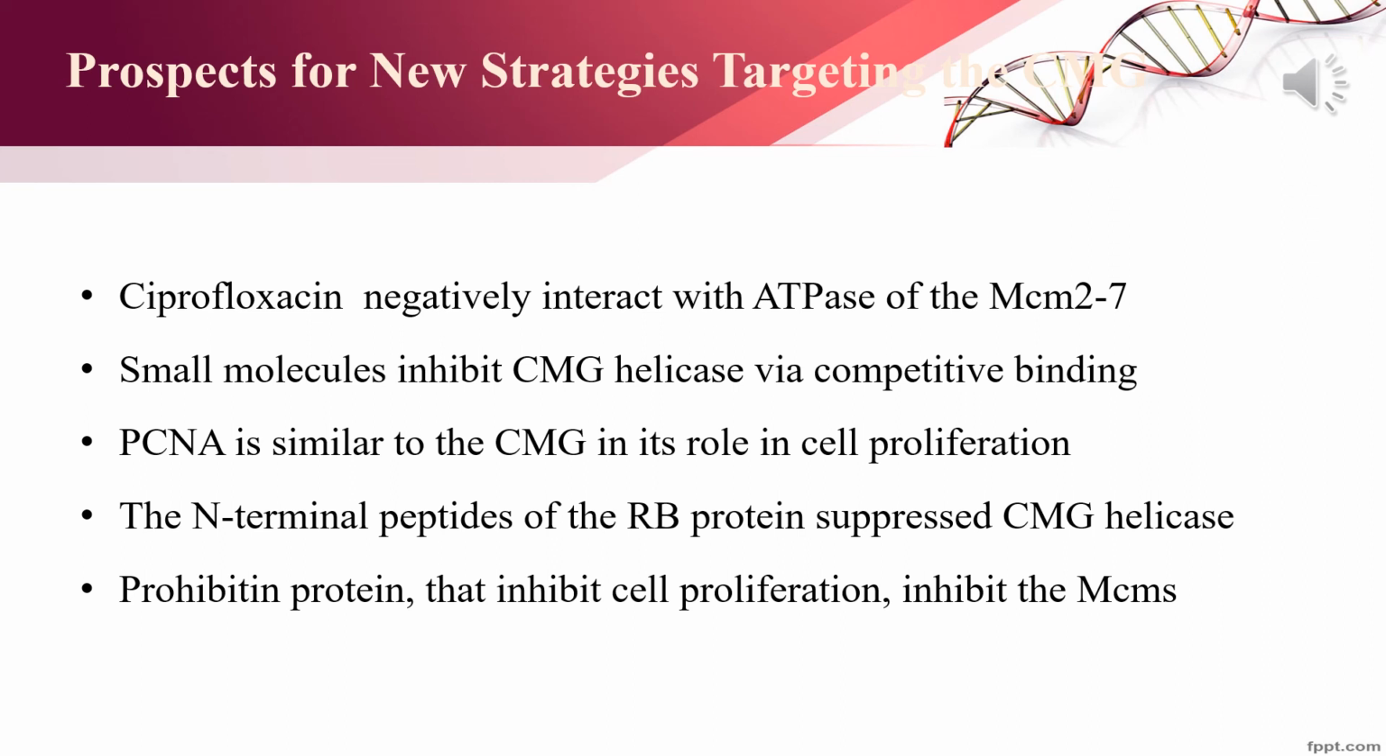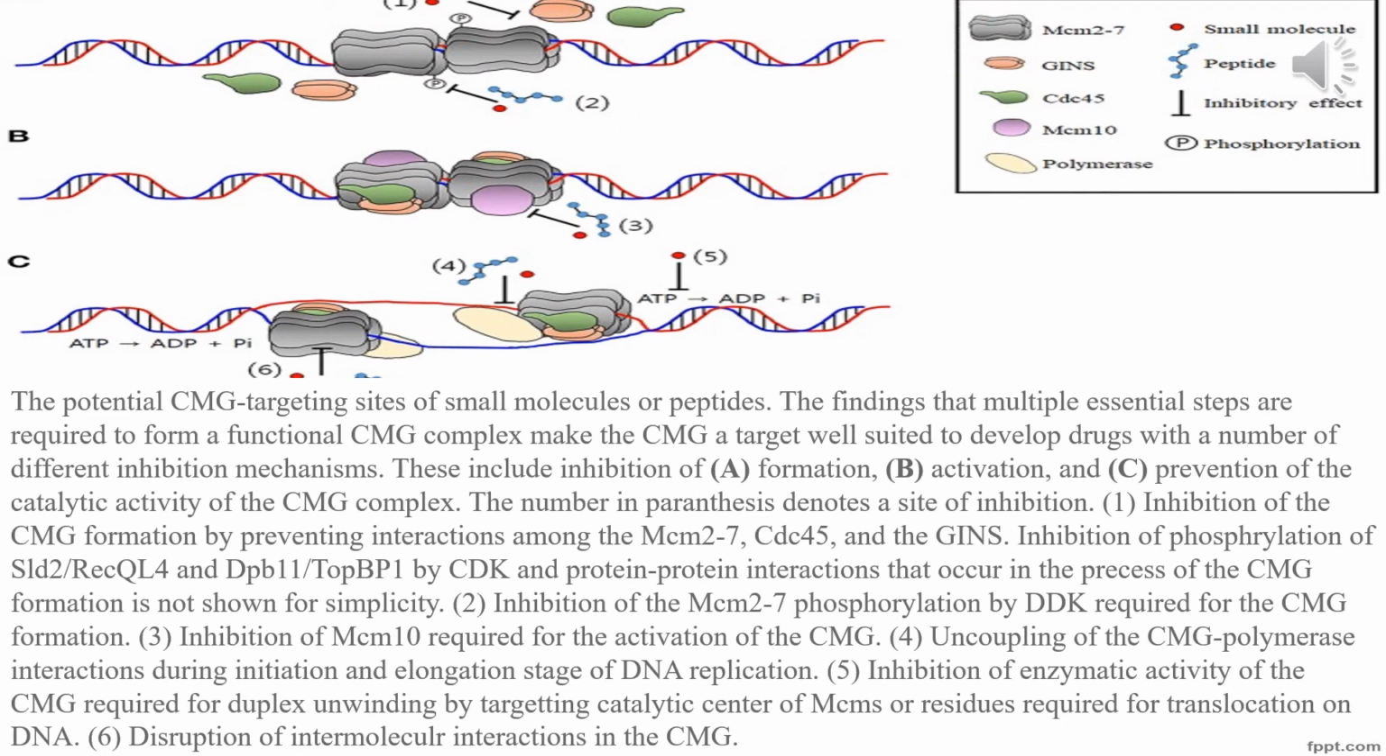PCNA is similar to the CMG in terms of its role in cell proliferation and acts as a marker for cancer. Prohibitin, a protein which suppresses E2F-mediated transcription to inhibit cell proliferation, was shown to physically interact with MCMs and inhibit DNA replication. This figure shows the potential small molecules or peptides for the CMG targeting sites. The findings show that a functioning CMG needs several critical steps. CMG is a difficult target for the production of drugs, with a combination of diverse pathways for inhibition.